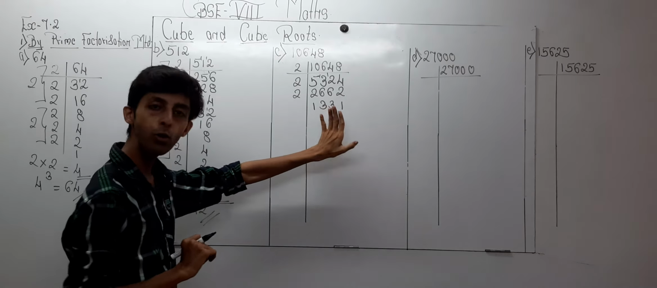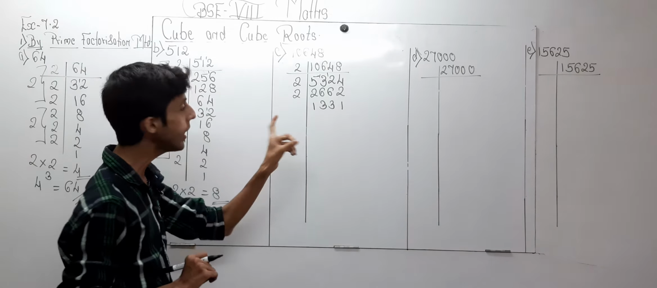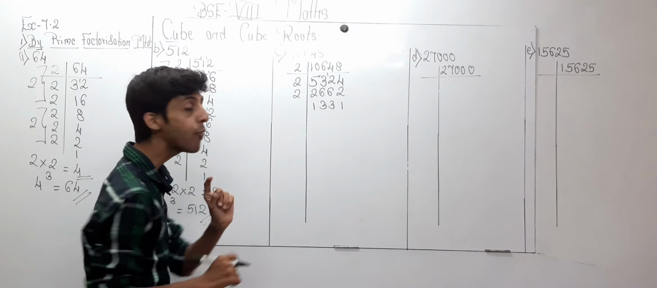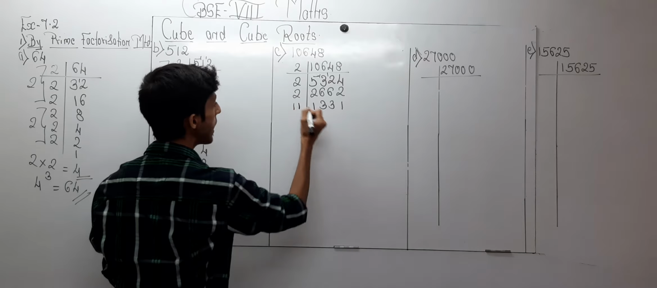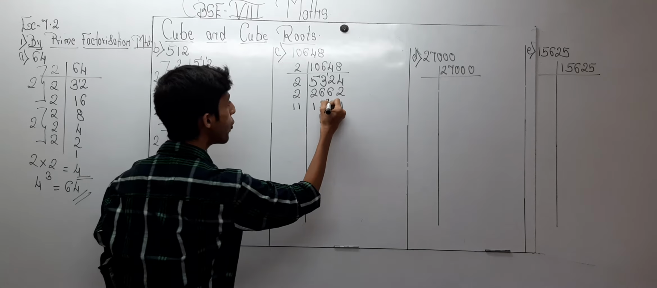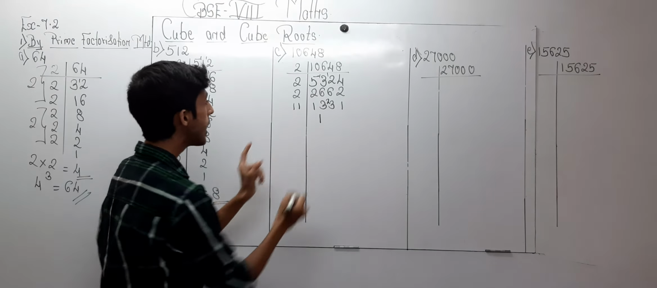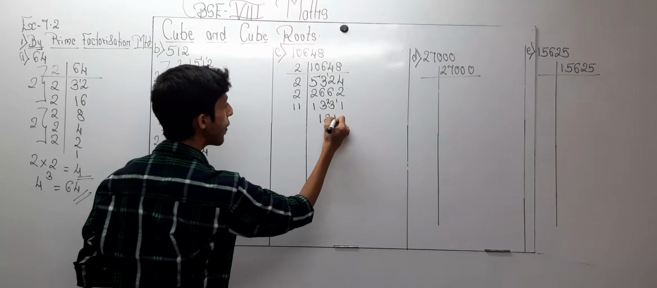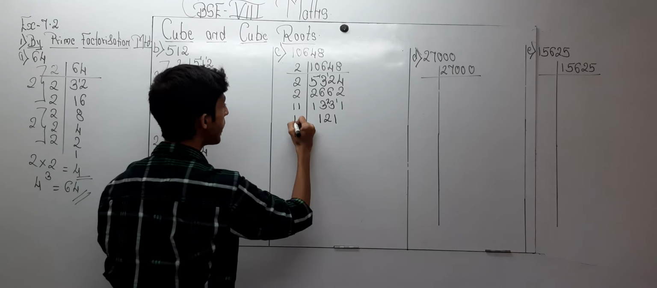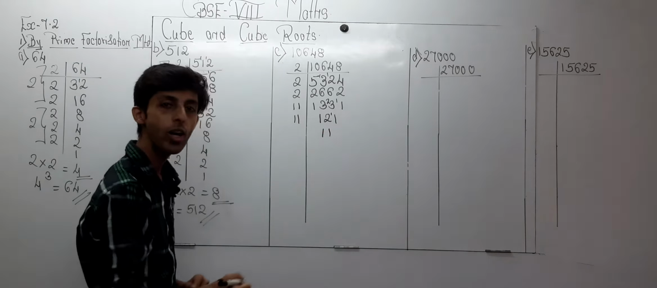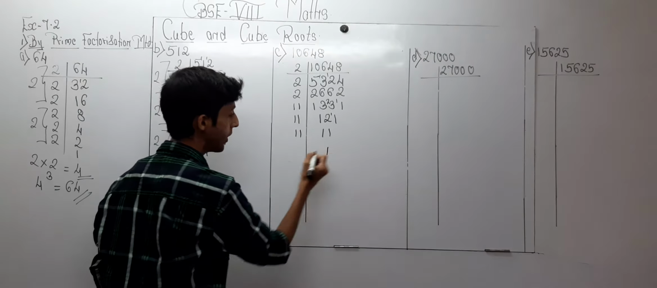So how to do this? It will not be coming in the table of 3, not in the table of 5, not in the table of 7. It will be coming in the table of 11. So 11 1s are 11, 2 will be remaining, 23, 11 2s are 22, 1 will be remaining, 11 1s are 11. Now again 11 1s are 11, 1 will be remaining, 11 1s are 11 and 11 1s are 11.